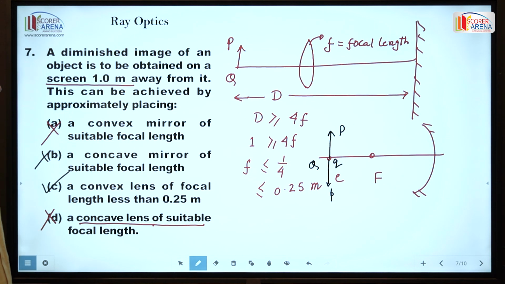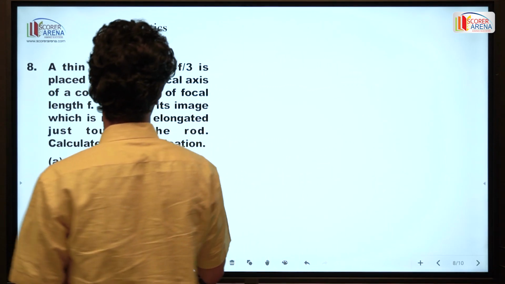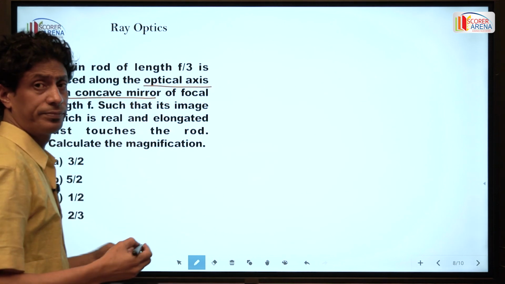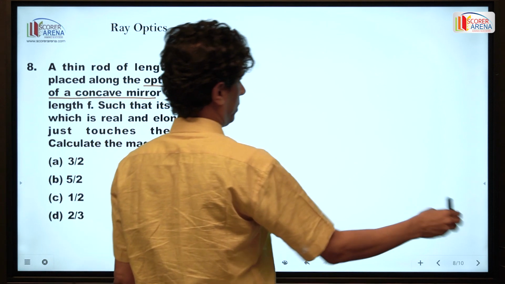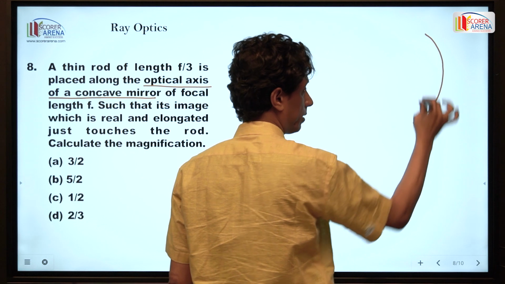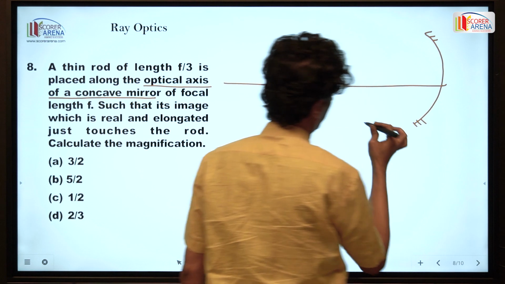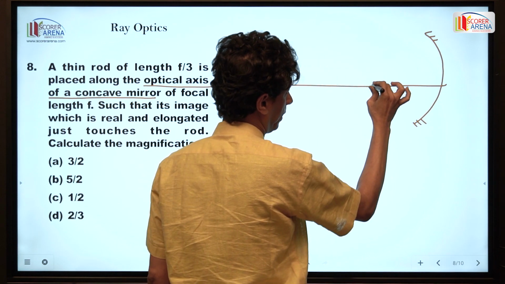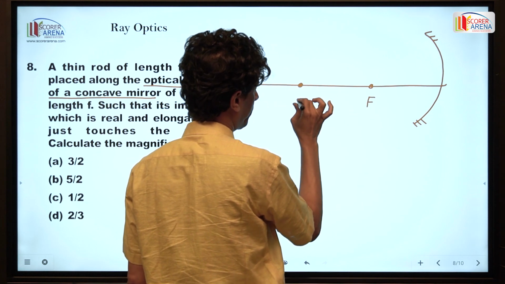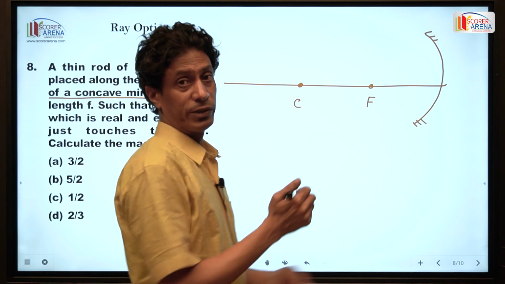Next question. A thin rod of length f/3 is placed along the optical axis of a concave mirror. This is concave mirror, and let us say this is F and the center of curvature C. It is just double the focal length of the mirror.